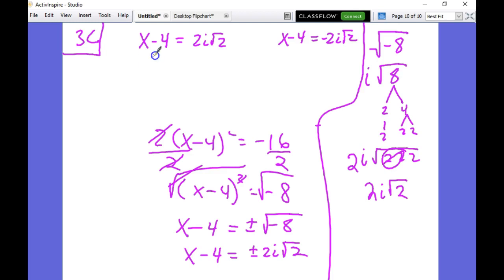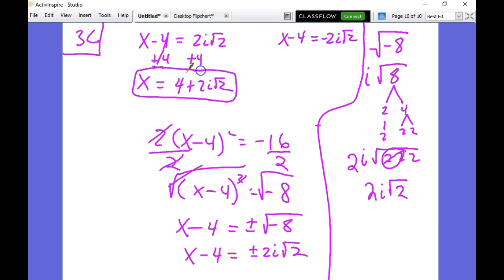You add the 4. Now, can I actually add 4 to this thing? No. You can't, okay? So here's the most common mistake. People are going to add that 4 to that 2 and get 6. You don't do that, okay? You can't. They're not like terms. So it's going to be 4 with a positive 2i root 2. That's how you write your answer.